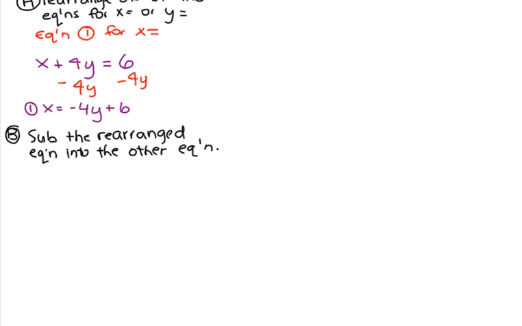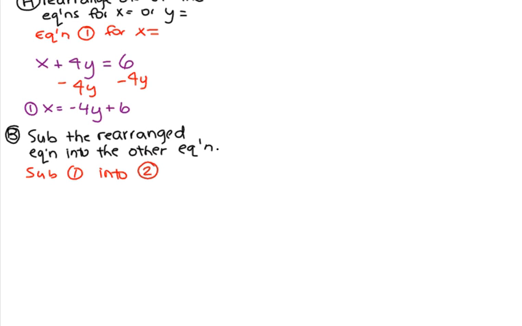Okay, so how do we do that? In this case, because we rearranged 1, we're going to take 1 and we're going to sub it into 2. You'd never sub it into its own equation, because then everything's going to cancel out, and you'll figure out 0 equals 0. That's not what we want. We want to solve for a variable. So we always sub it into the other equation. So in this case, we're going to sub 1 into 2.